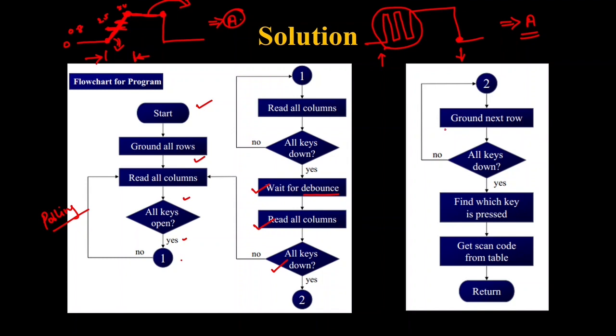So ground the next row. We have already seen grounding means I am going to make that row 0, right? 0 1 1 1. After that it is going to be 1 0 1 1, and after that 1 1 0 1, and after that 1 1 1 0, right? So this loop is going to continue so that we can identify which key is exactly being pressed, right?